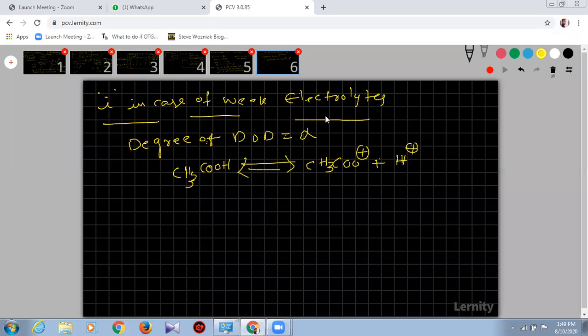If you take 100 molecules and add them to water, and all 100 split into ions, that is called a strong electrolyte. Suppose out of 100 molecules, hardly 10 or 5 get dissociated. That means it is partially dissociated, and you call it a weak electrolyte because 100% ionization is not happening.